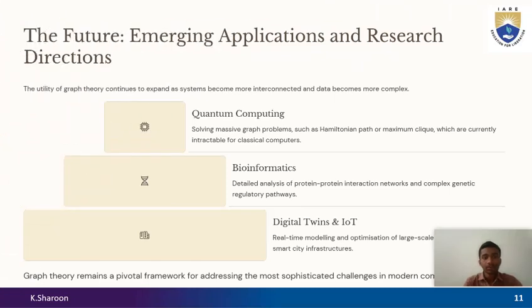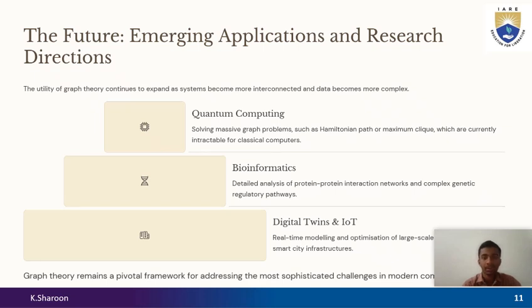The future: emerging applications and research directions. The utility of graph theory continues to expand as systems become more interconnected and data becomes more complex. Quantum computing: graph theory is also used in quantum computing, bioinformatics, and digital twins and IoT.